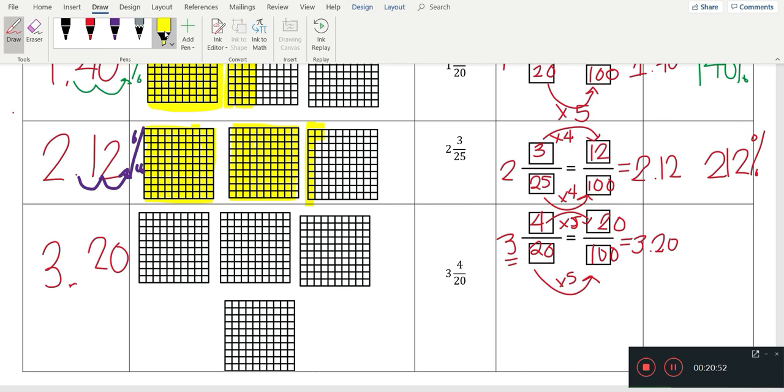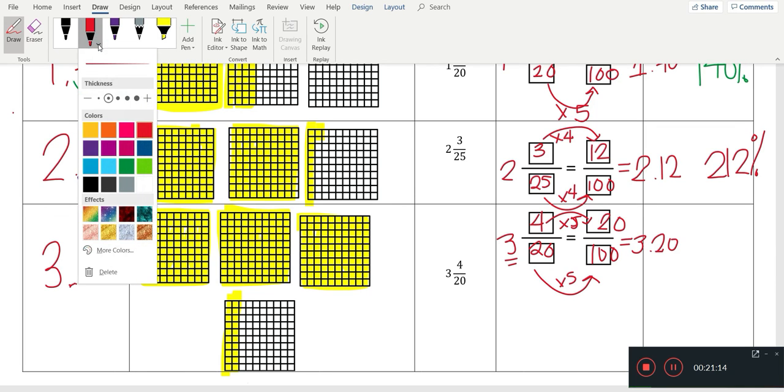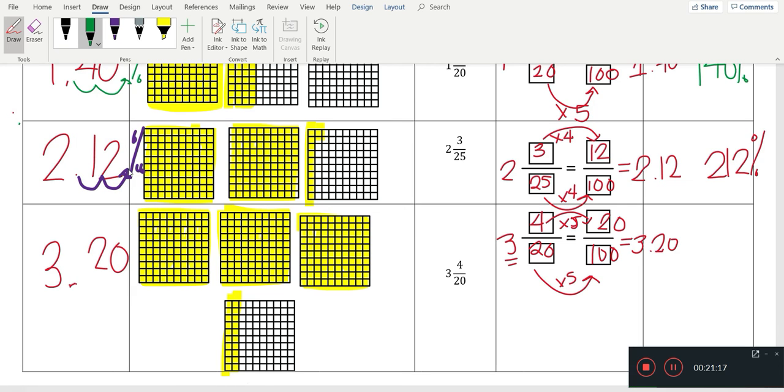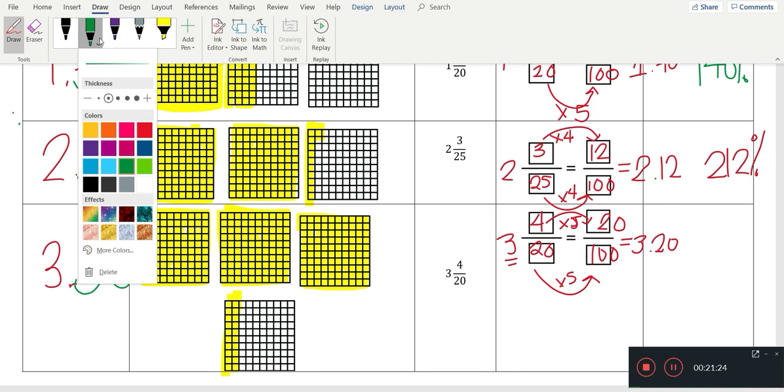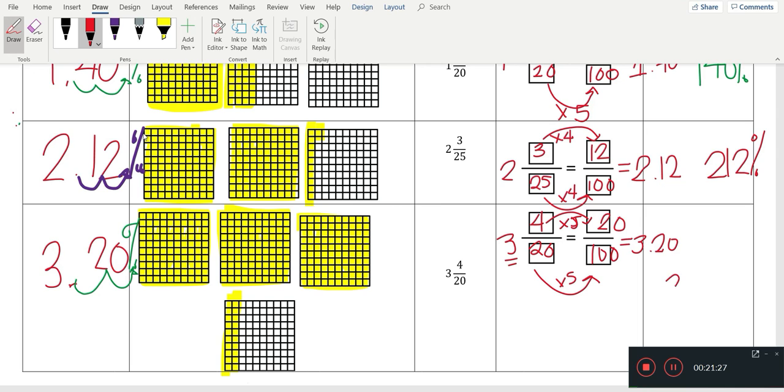Therefore, I'm going to shade 3 wholes here. 1, 2, and 3. Then 20 here. So 10 and 20. Alright, so move the decimal to the right to convert it into percent. So I moved here twice, 1, 2. So I have now percent here, right? So therefore I have 320%.